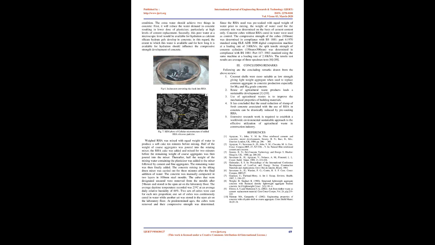3. Concluding remarks. Following are the concluding remarks drawn from the above review. 1. Coconut shells were more suitable as low strength giving lightweight aggregate when used to replace common aggregate in concrete production, especially for M20 and M30 grade concrete. 2. Reuse of agricultural waste products leads to sustainable development 1-10. 3. Use of agricultural wastes is to improve the mechanical properties of building materials.